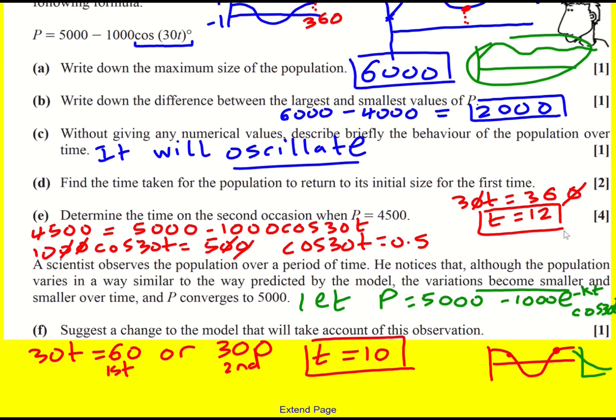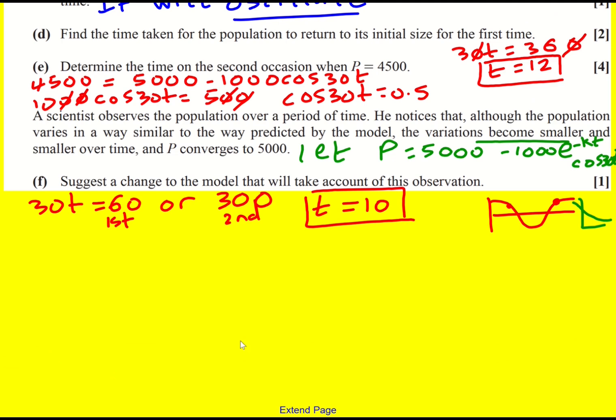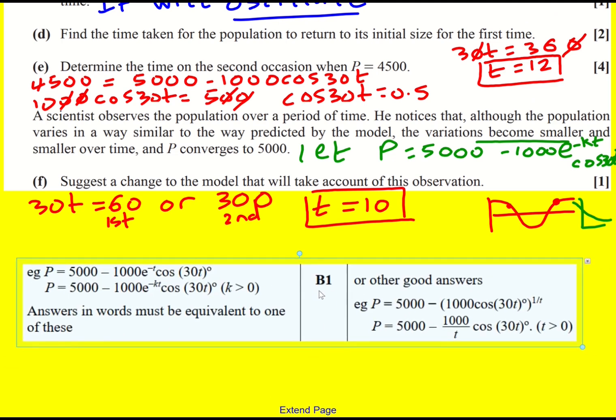Now, that is not the only answer, so I just refer now to the mark scheme. This is the one that I went with. Maybe I should have said that k was greater than 0. I sort of implied that.